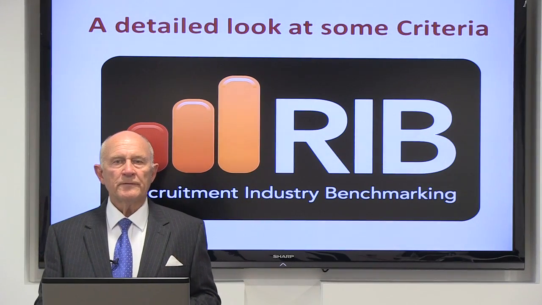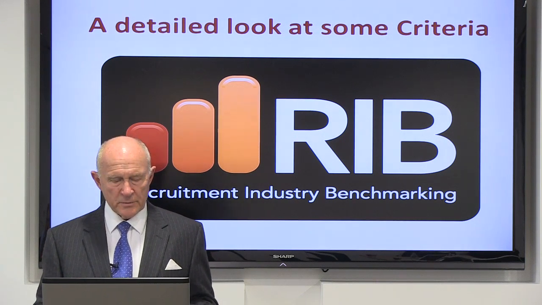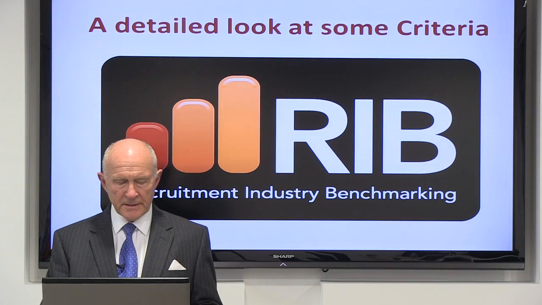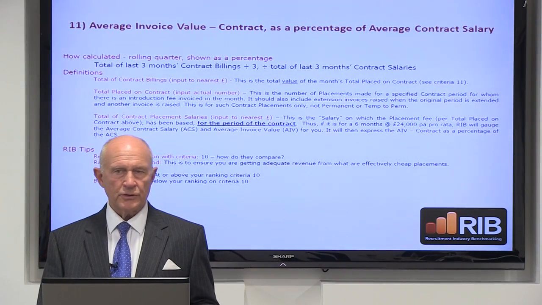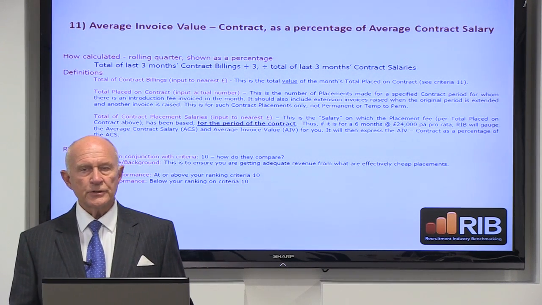In the handbook, you have a series of notes on each of the criteria. But let's have a detailed look at one or two of them, and I'd like to look at this one, number 11, which is the average invoice value on contract placements as a percentage of average contract salary.